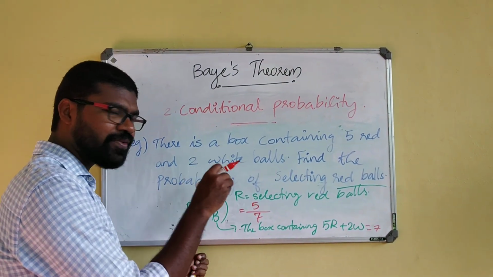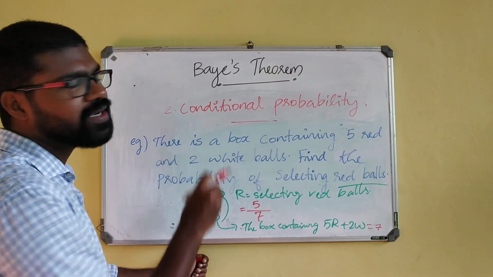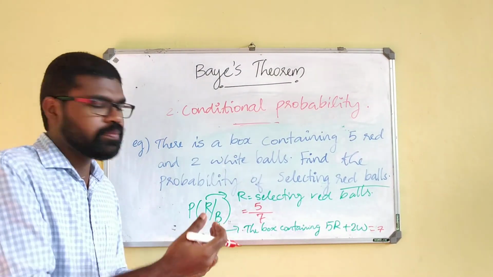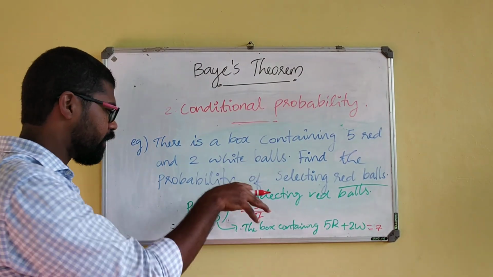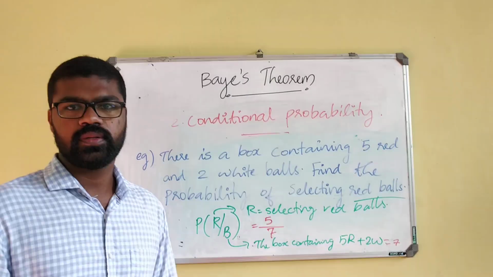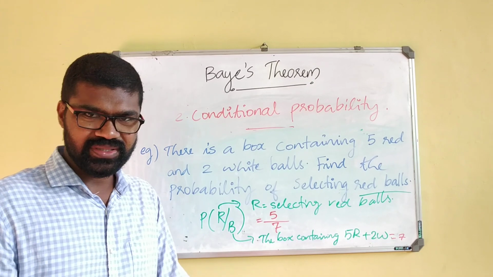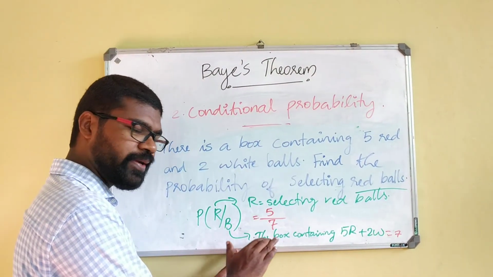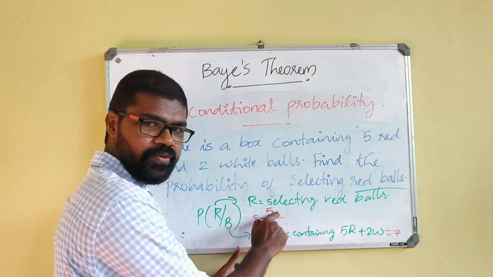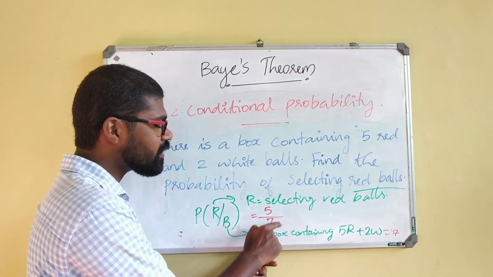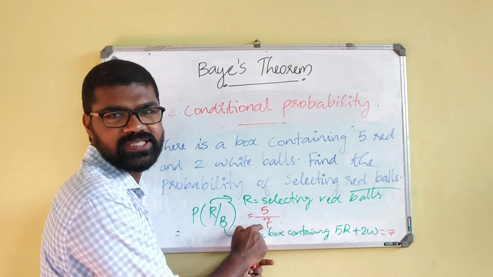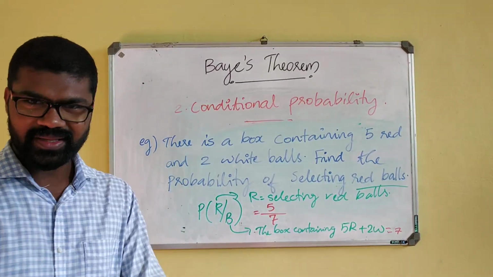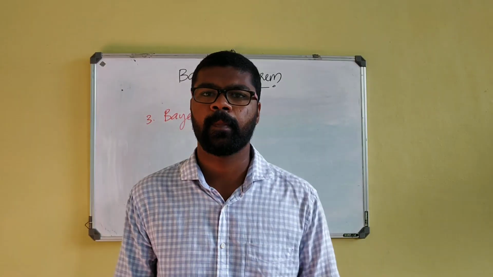We have a very simple conditional probability question. I just want to make the concept clear, that's why I have chosen this example. So in simple words, what is the probability of selecting 5 red balls given that the total number of balls is 7? I hope that the concept is clear.